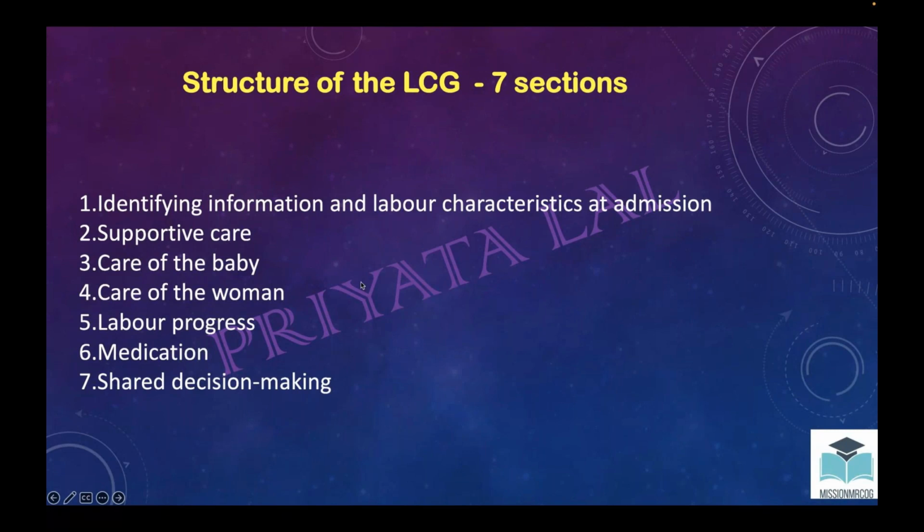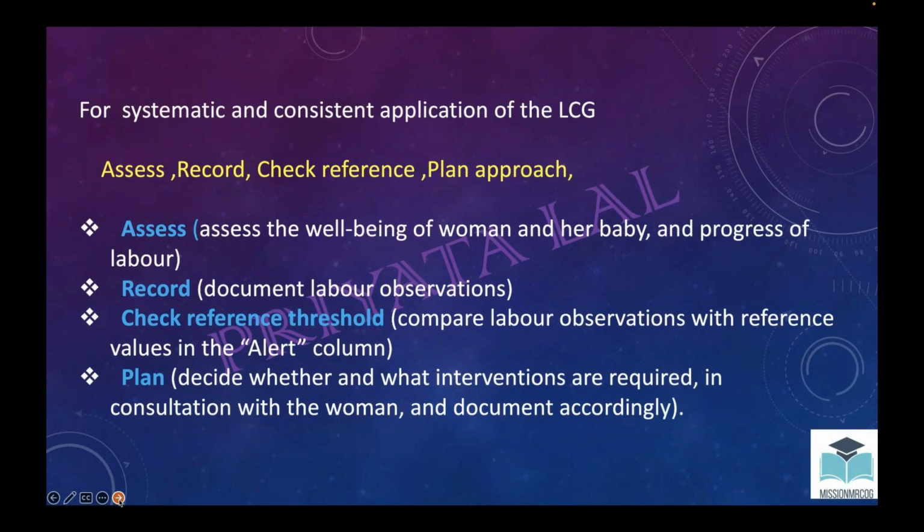So what has been added here? New supportive care and shared decision making. This was not there in the partogram. Now what they do is plan for systematic and consistent application, because whatever way I am using it, you have to use it in the same way. So it has to have a universal, same approach. All people should fill this in a similar manner. So there has to be a standardized approach.